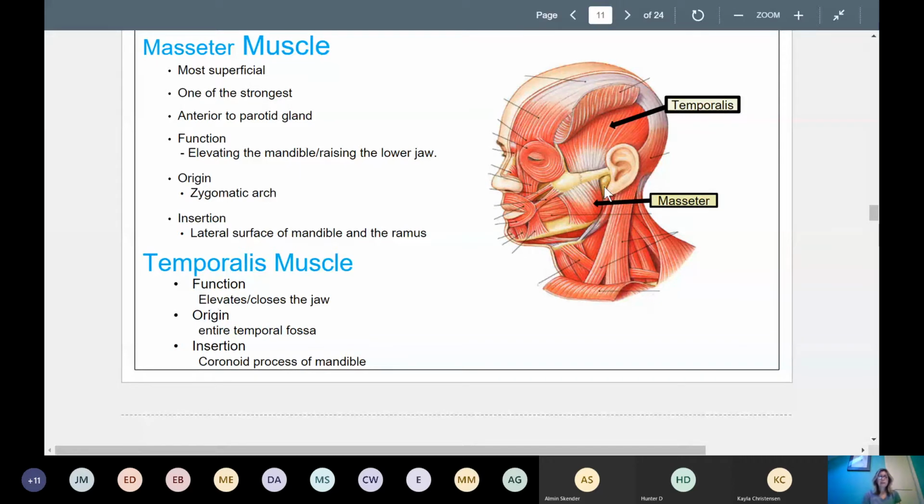Your temporalis muscle, it elevates or closes the jaw. So they work together. And then its origin is the temporal fossa. So the temporalis muscle sits right here in the fossa. And then its insertion is the coronoid process of the mandible. And so you can kind of see by that picture, it inserts over here. So you've got the masseter, and now you've got your temporalis. And both of them, they work together to elevate the mandible.